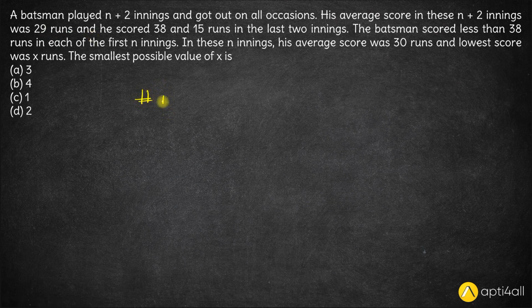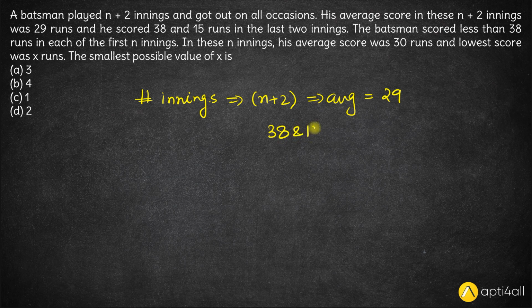We have the number of innings, which is total n+2, and the average of these n+2 innings is given to us as 29. This is the first thing. Then in the last two innings he scored 38 and 15. So 38 and 15 is the score for the last two innings.